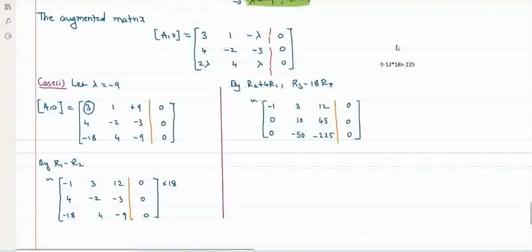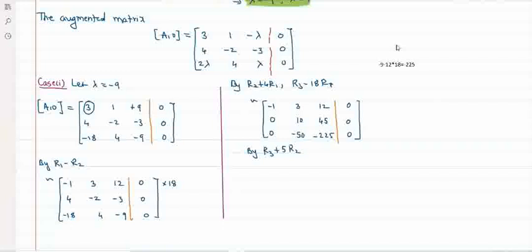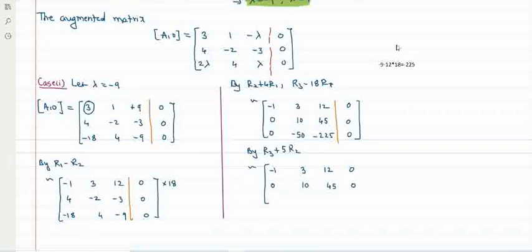What is the transformation? By R3 plus 5 times R2. So the new equivalent matrix: minus 1, 3, 12, 0, 0, 10, 45, 0. What about the last one? It should be 0 because you identified that lambda in such a way. It should be 0, verify. And suppose this is the number 2.